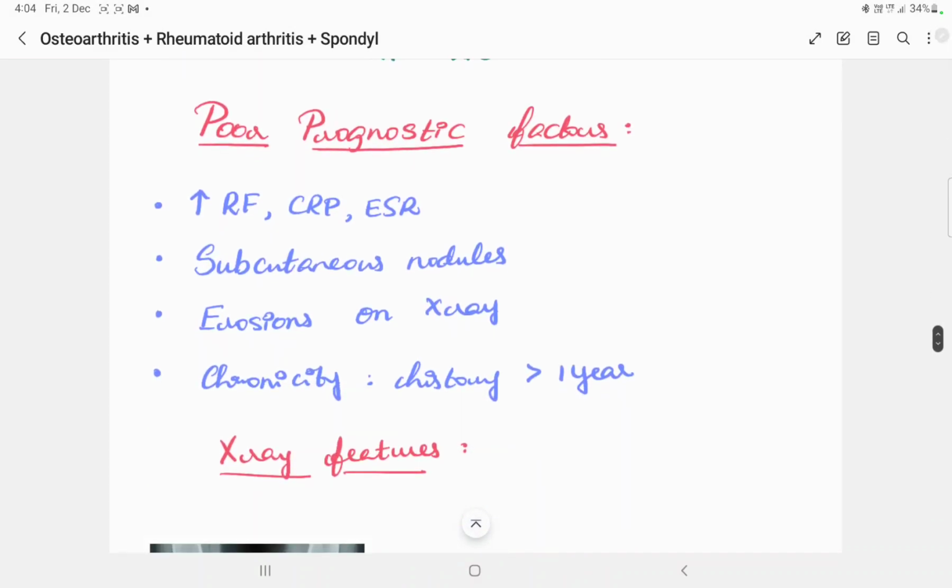What are the poor prognostic factors when it comes to rheumatoid arthritis? An increase in the rheumatoid factor, CRP, ESR. Subcutaneous nodules might be present. Erosions on X-ray that we see, it is an erosive disease. And if there's a history of symptoms for more than a year, then it leads to a poor prognosis.